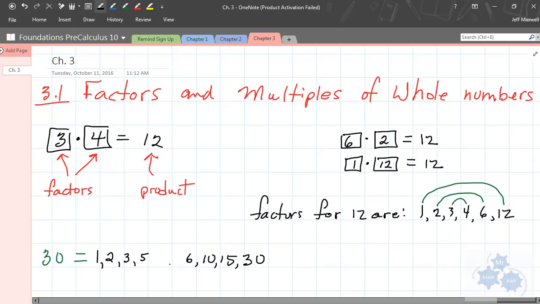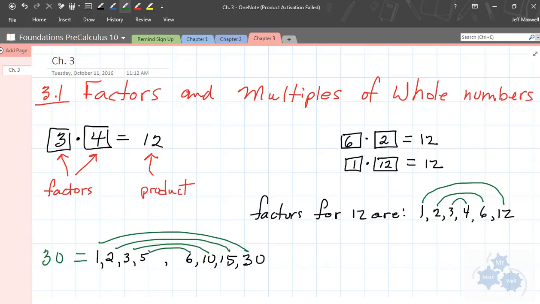Now, when you get to this point, there are no other numbers between 5 and 6, so guess what? Your list is done. Alright? So 1, 2, 3, 5, 6, 10, 15, and 30. Just to double check that, 1 times 30 is 30, 2 times 15 is 30, 3 times 10 is 30, 5 times 6 is 30. Okay?